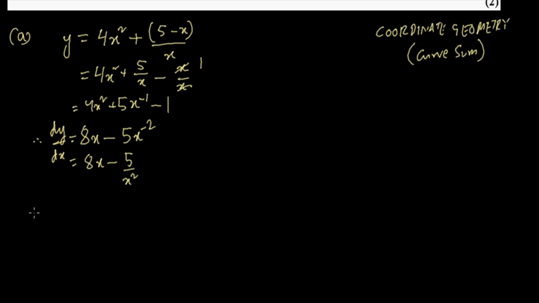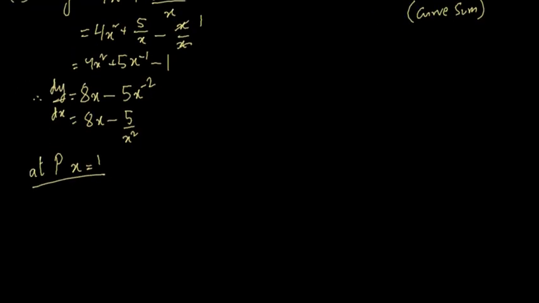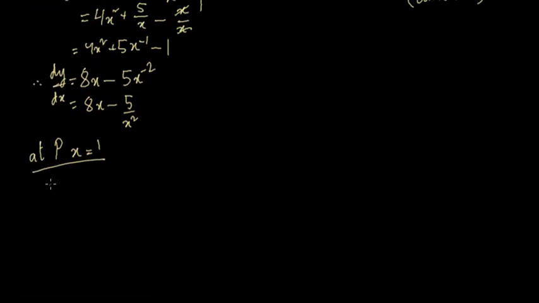Now they said find the dy by dx at point P where x coordinate equals 1. So that question was at P x coordinate was 1, and show that dy by dx is 3. So we have to show dy by dx is 3. So let's put the value: dy by dx equals 8 into 1 minus 5 by 1 squared. So 8 1s are 8 minus 5 by 1 is 5, so 3. So the gradient at the point P where x equals 1, it's 3.